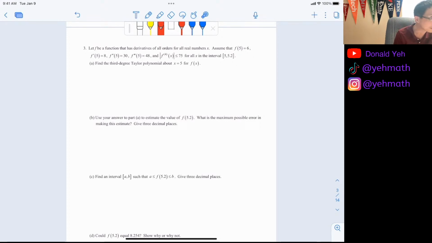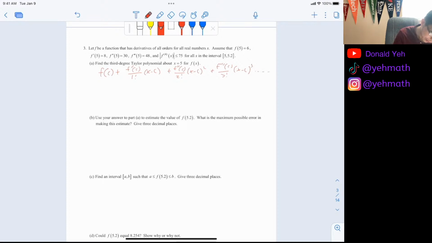Do you guys finish the first part? Almost. Like part A, right? So remember, the Taylor series is f of c plus f prime of c over 1 factorial times x minus c, plus f double prime of c over 2 factorial times x minus c to the second, plus f triple prime of c over 3 factorial times x minus c to the third, and so on.